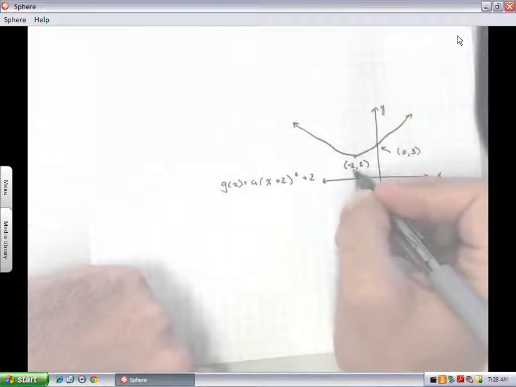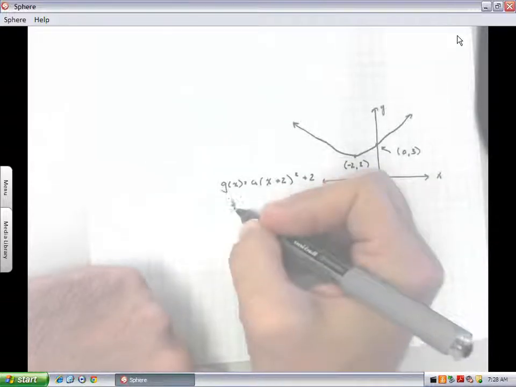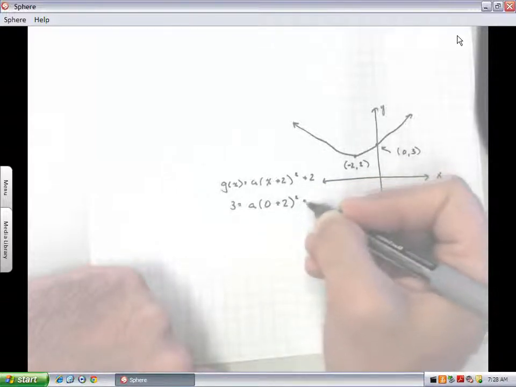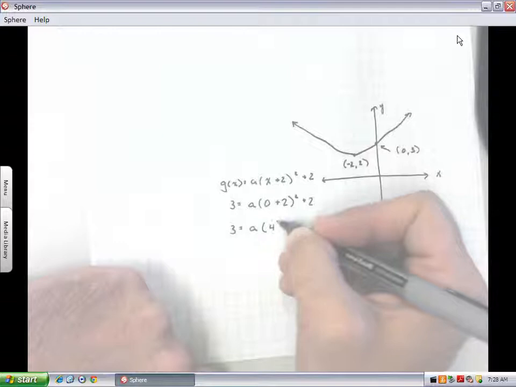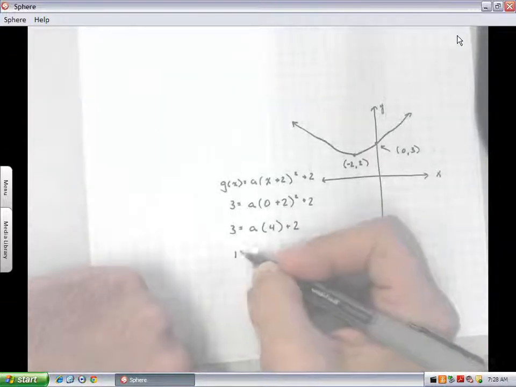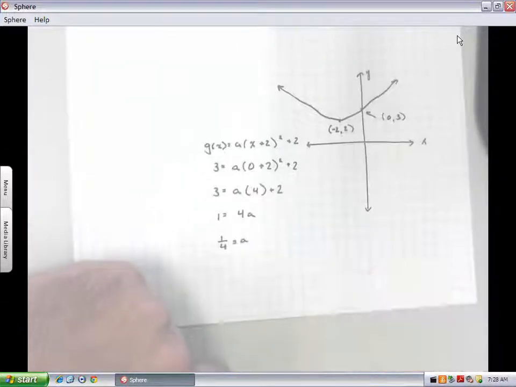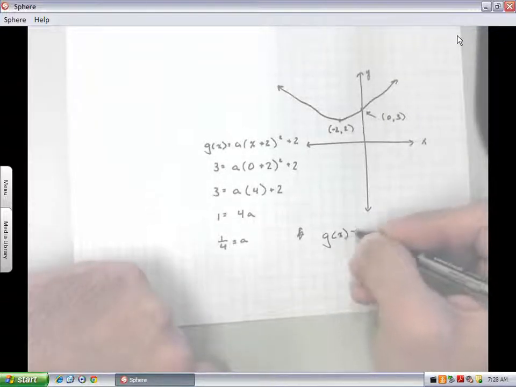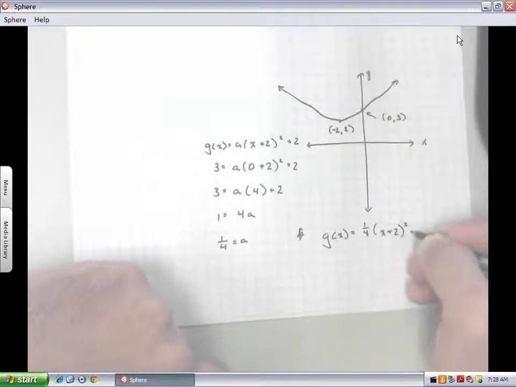Remember, we're going to do the opposite sign of that x coordinate. Now I need to find my a, so I'm going to plug in 3 for my y and 0 for my x. Now we'll simplify this equation. Subtract 2, and I get 1/4 equals a. So my function is g(x) equals 1/4 times (x plus 2) squared plus 2.